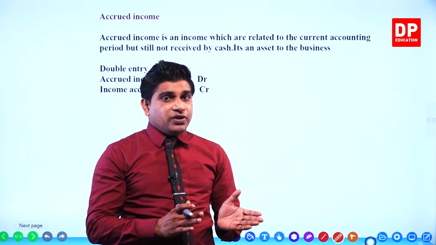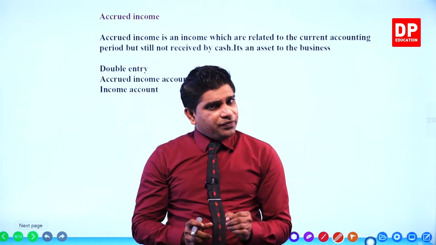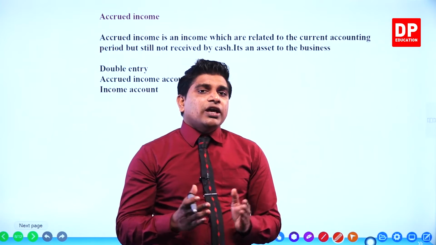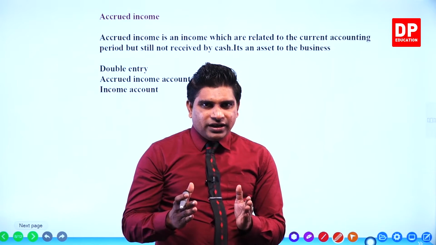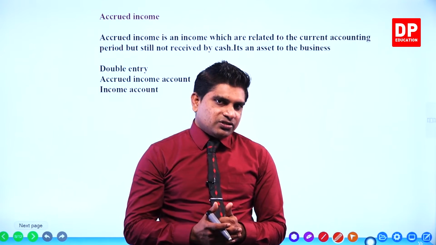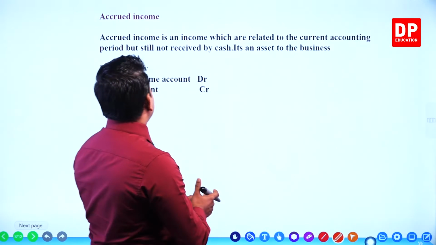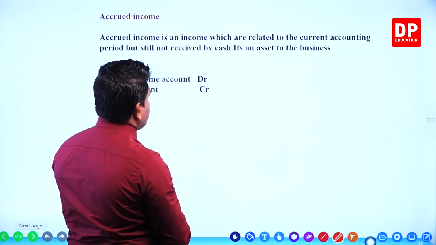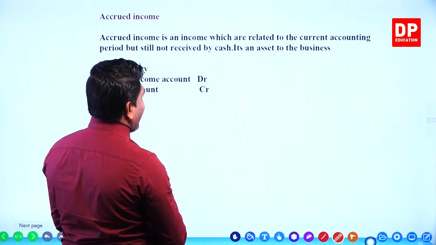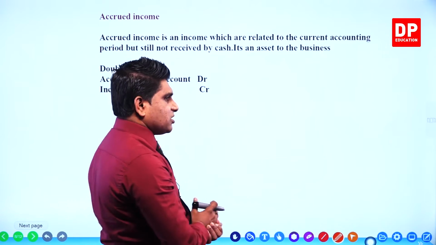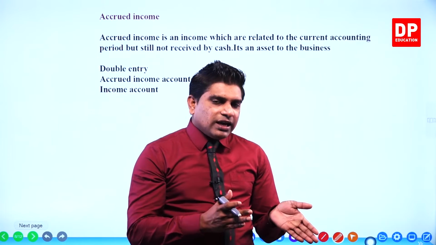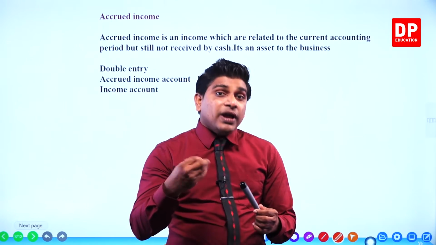In the previous video also I gave the definition of accrued income. Today I give the same definition and the double entry. It will give big support to do the other two activities. Accrued income is an income which is related to the current accounting period but still not received by cash. It's an asset to the business.